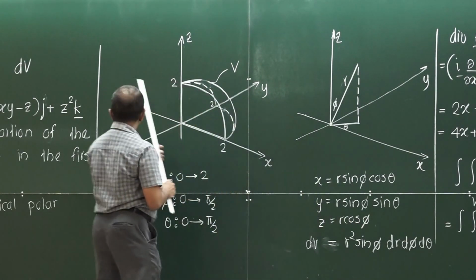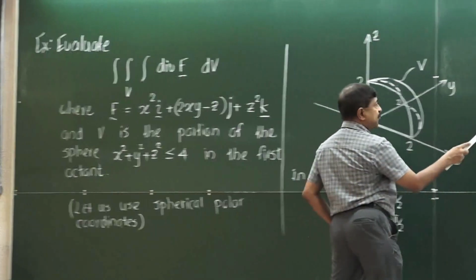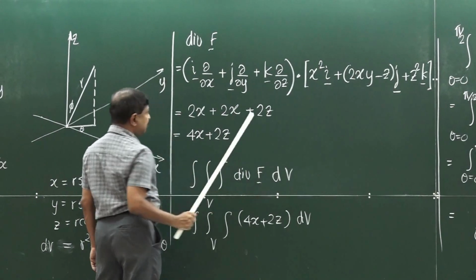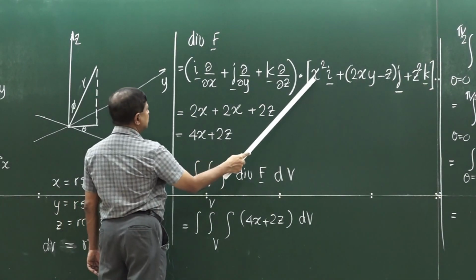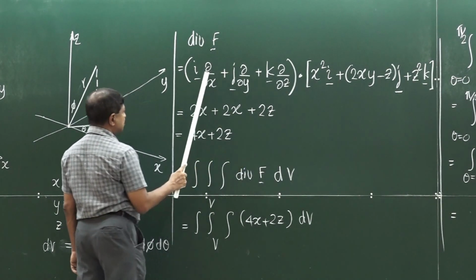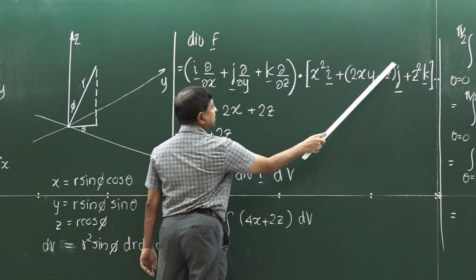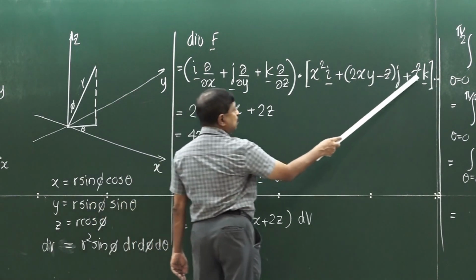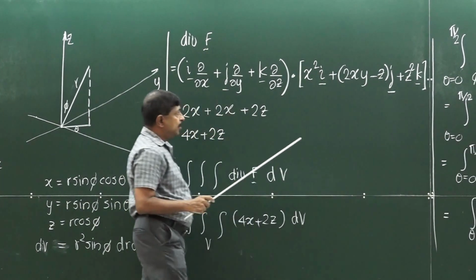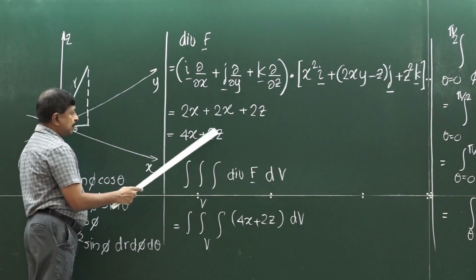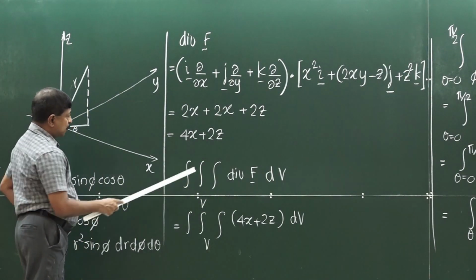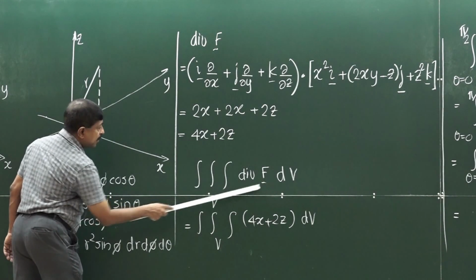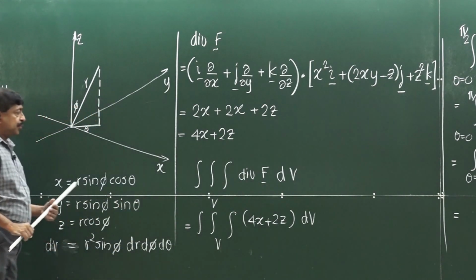Now, since in the integrand we have div f, we will first find div f. This is a gradient operator with the dot product of f. So, you know i dot i is 1, therefore, you have to partially differentiate this with respect to x, you get 2x. You have to partially differentiate this with respect to y, it is 2x again. Then you have to partially differentiate this with respect to z, you get 2z. So, you will end up with this one. Now, if you again invoke the integral, you plug in what you have here as 4x plus 2z.